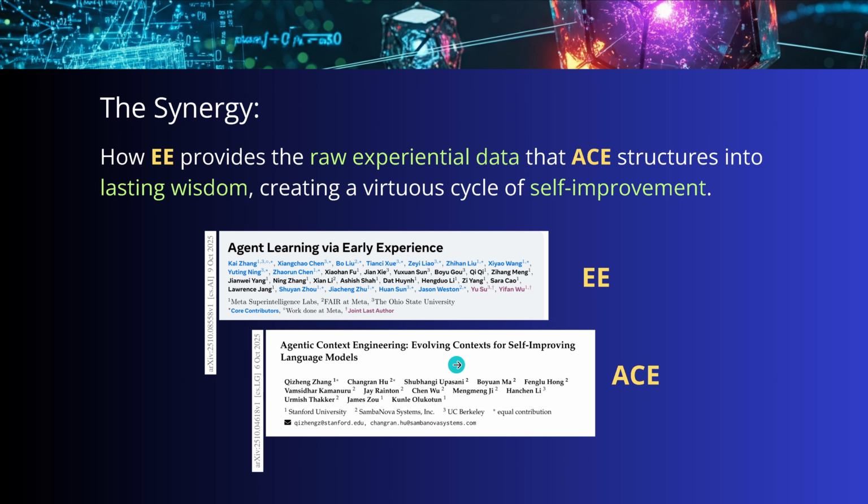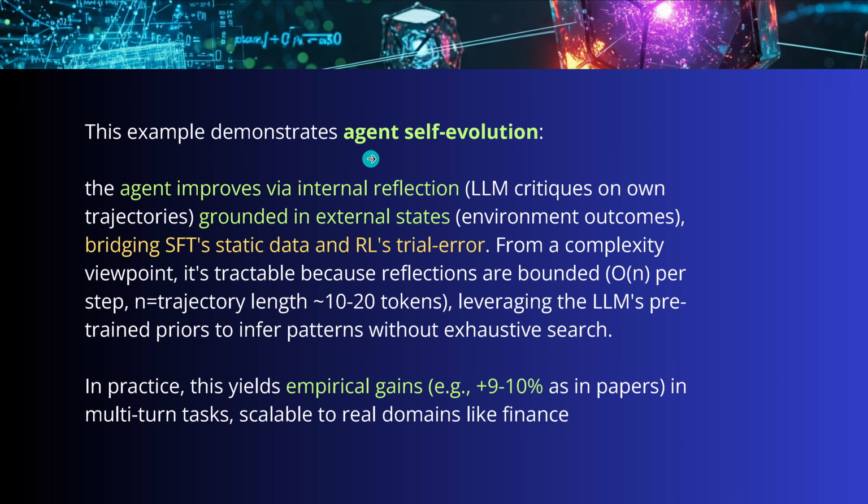So what we have now, if you look at this in a synergetic way, is how EE provides you the raw experimental data that ACE then structures into lasting wisdom, quotation mark, creating a virtuous cycle of self-improvement for our agents. Now this makes sense because we have access to the environment, and this is our flight booking website, for example. So what I've shown you here is, simply, the latest research in agent self-evolution. The agent improves via an internal reflection to critique its own trajectories, grounded in the external states, the outcome from the environment, from the booking website, bridging supervised fine-tuning on static data and the trial and error we have from reinforcement learning. You can see this from a complexity viewpoint because now the reflections are bounded by order n per step, if n is your trajectory length, leveraging LLM pre-trained priors to infer patterns without an exhaustive search. So we have a reduced solution space, but more about this in a later video.